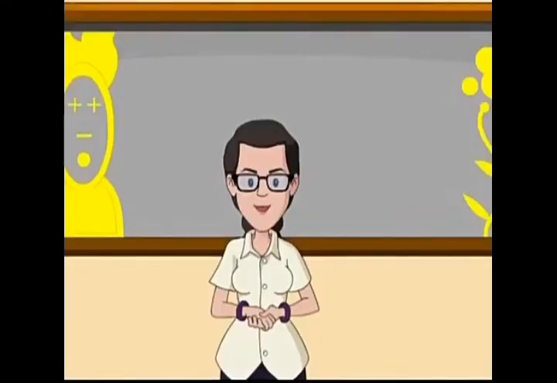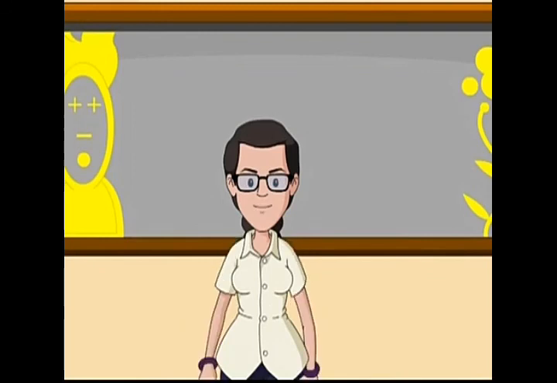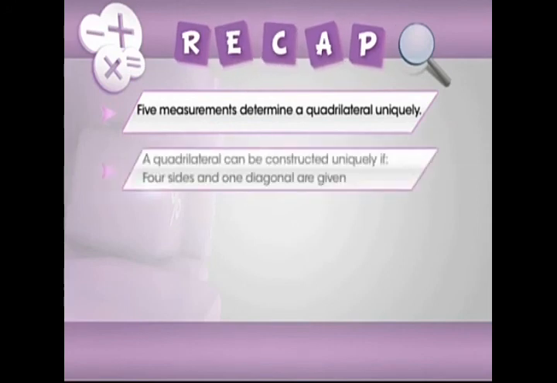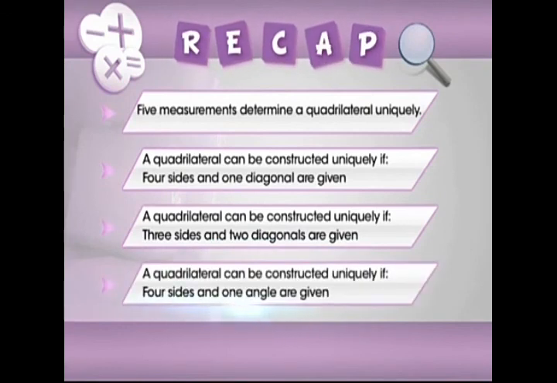Now let's take a quick jog down memory lane to catch up on what we have learned on constructing quadrilaterals. We have learned that 5 measurements determine a quadrilateral uniquely. A quadrilateral can be constructed uniquely if its following measurements are given: 4 sides and 1 diagonal, 3 sides and 2 diagonals, 4 sides and 1 angle.